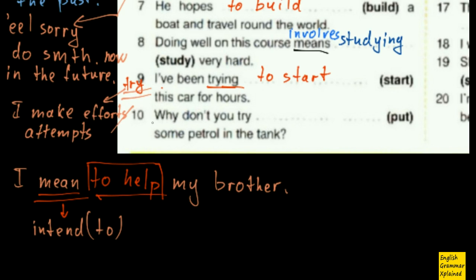Never mind. So, what about number 10? Why don't you try putting some petrol in the tank? And here my try is just in a completely new role. Here I put ing form. Why? Because here try means do experiments. Just experiments. Just play with it. Just put some petrol in your tank or push your car or do something else. Just do an experiment. And that's the difference between 9 and 10.